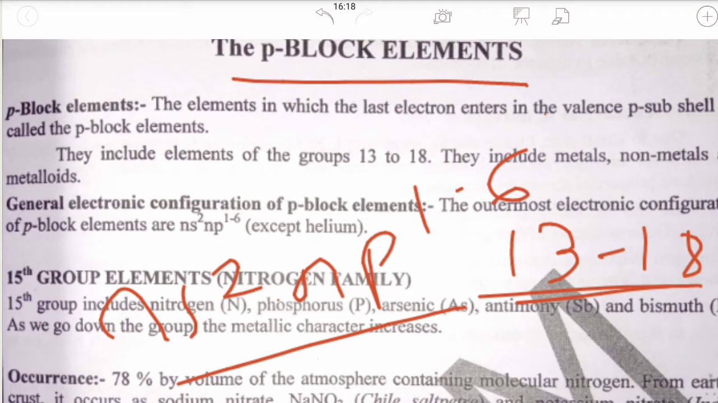We have already learnt the groups 13 and 14 of the p block elements in class 11. So we will learn about group 15 elements.